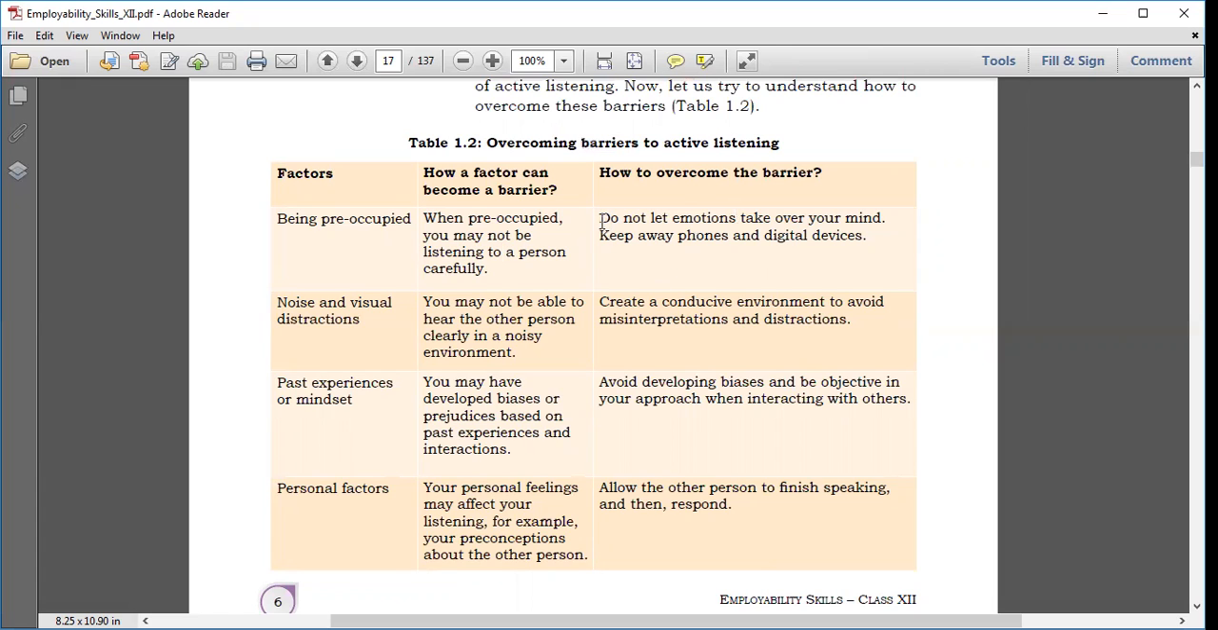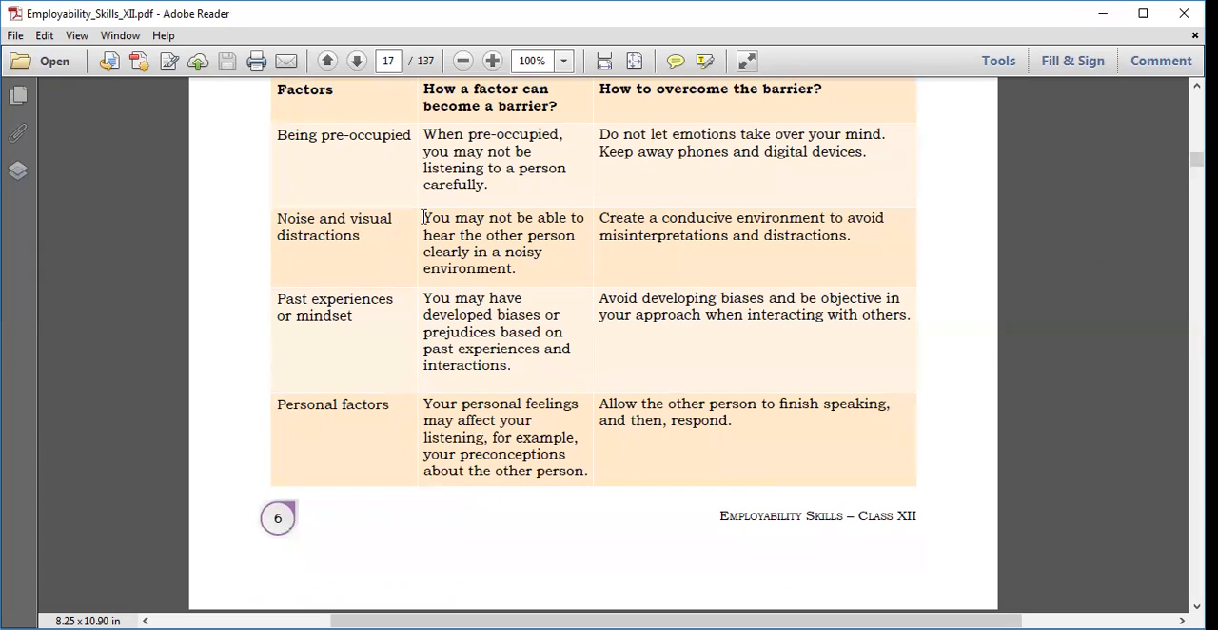Now, how to overcome this? Do not let emotions take over your mind. Keep away phones and digital devices. So if you want to listen to that person, whatever you are doing, like if you are listening to music, let's say, you should switch off your phone. Digital devices should be kept on a side, right? And you should be actively listening to that person.